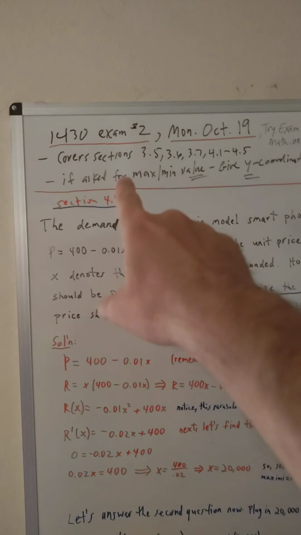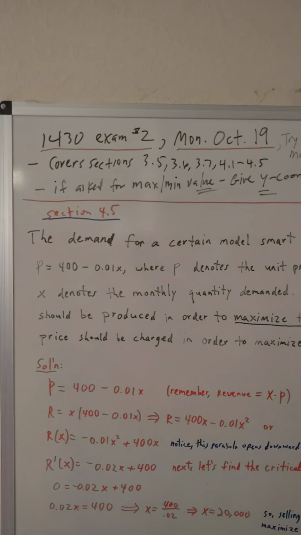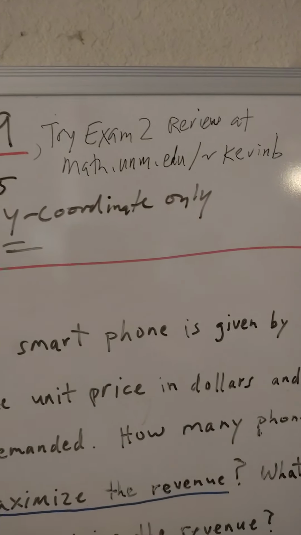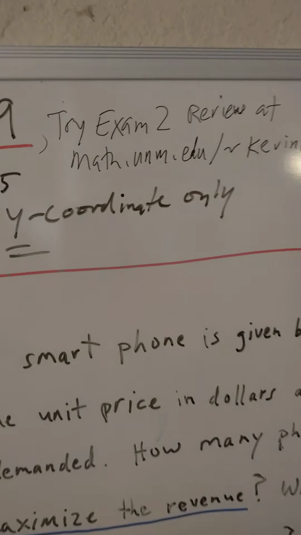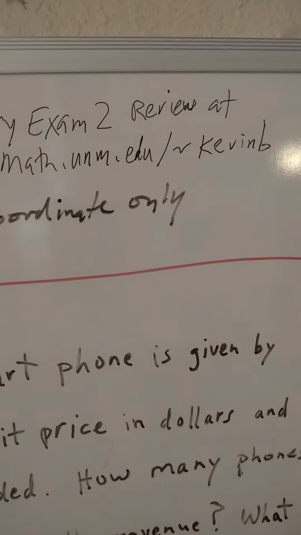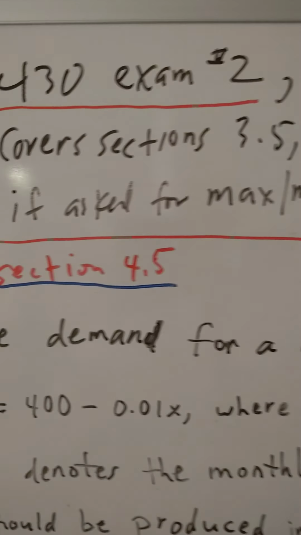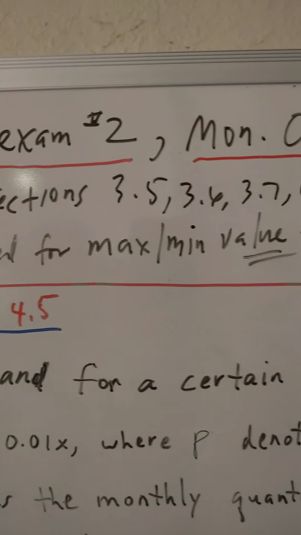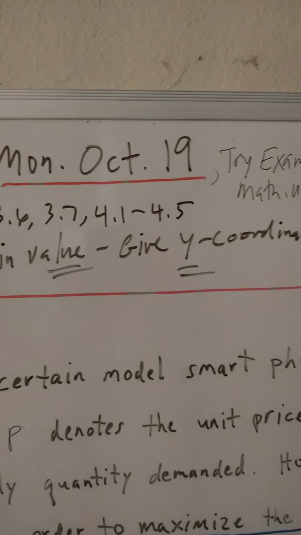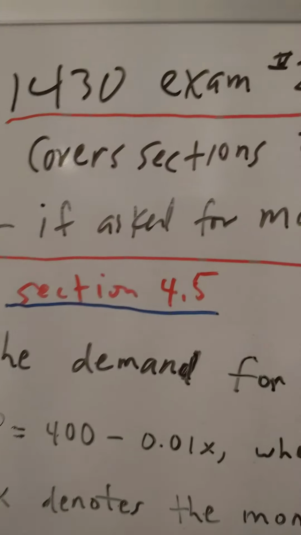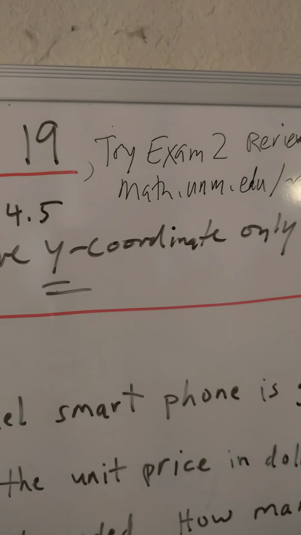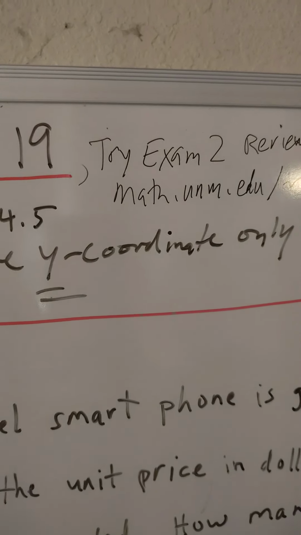Let me just point out some of this stuff here. Exam 2 is going to be Monday, October 19th. And try exam 2 review at that website, math.unm.edu/~KevinB. This test is going to cover sections 3.5, 3.6, 3.7, 4.1 through 4.5. And remember, if asked on the test for a max or min value, give the y-coordinate of the vertex only.